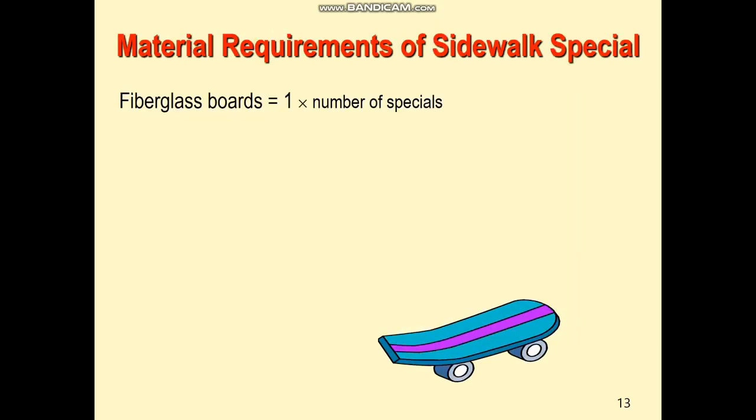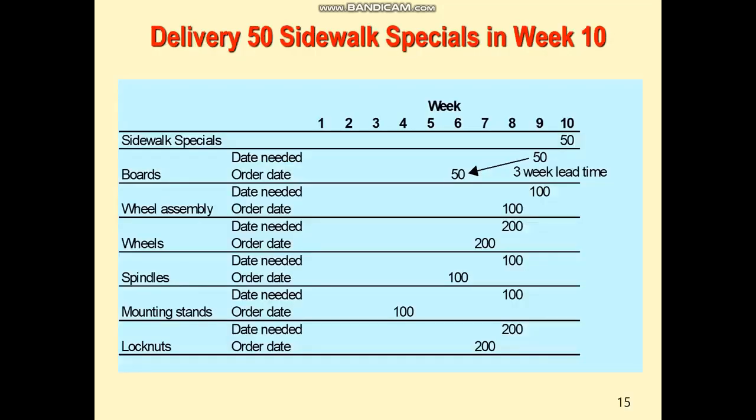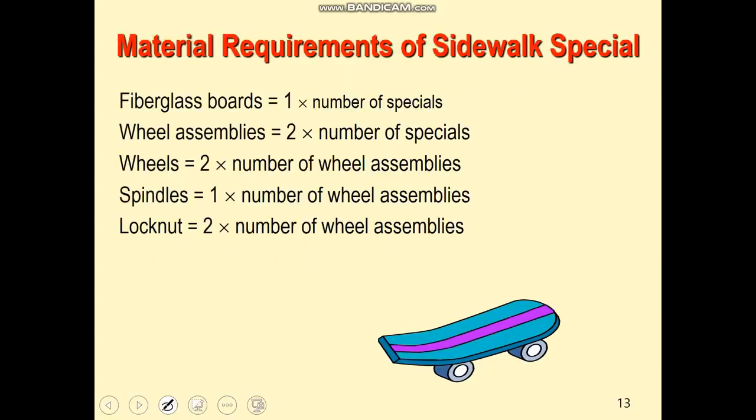So after you determine the number based on the lead time, you use the master production schedule to see when they should start ordering and how many components they should order every week. So here we can see in week 10 we need 50 sidewalk specials, and the lead time is 1 week. You can see the lead time table is here.